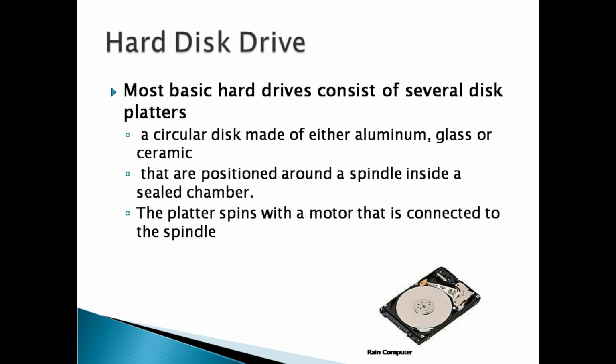Coming to the hard disk drive, the most basic drive consists of several disk platters. A platter is a circular disk made up of either aluminum, glass or ceramic material that is positioned around a spindle inside a sealed chamber. The picture shows a hard disk drive. The platter spins with a motor that is connected to the spindle.